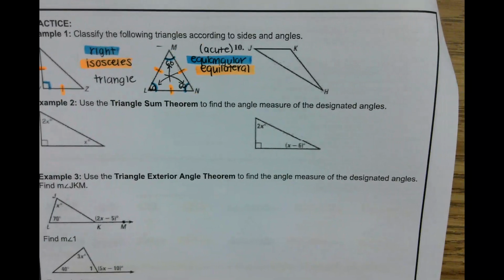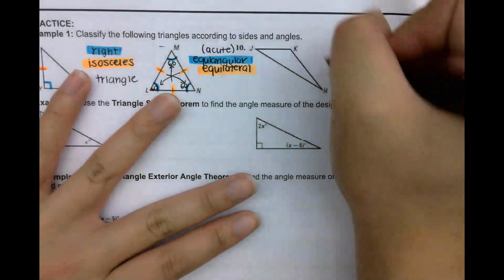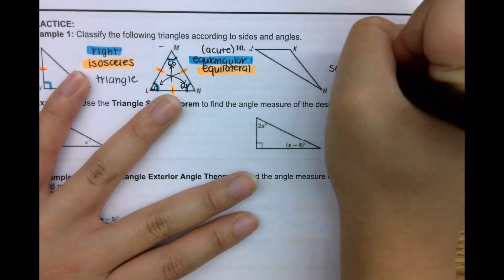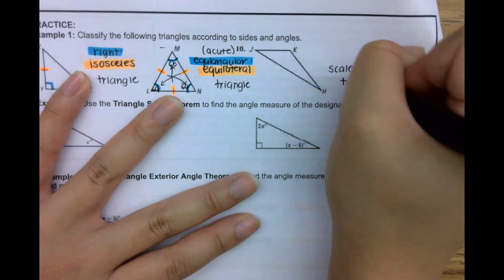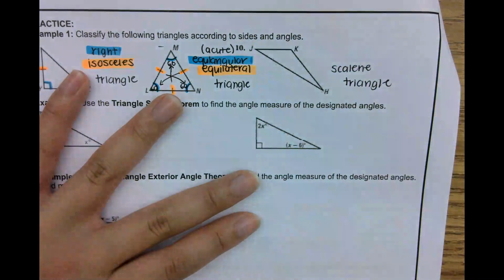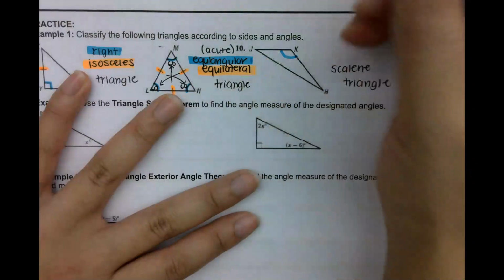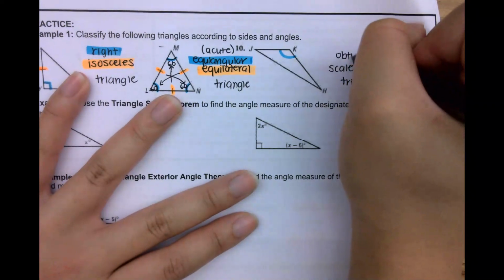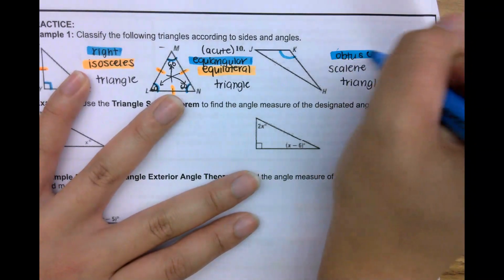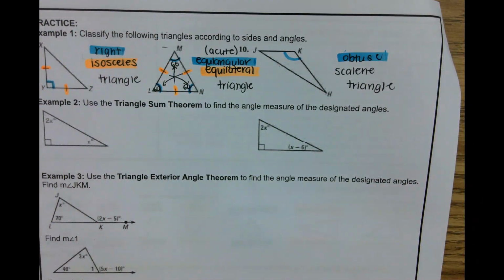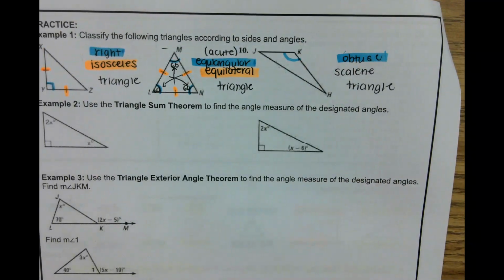Here's the next one. I see that none of the sides are the same. There is no marking, so this would make it a scalene triangle, because none of them are the same. And then I see that I have this obtuse angle. As long as it has one obtuse angle, it is considered an obtuse triangle. The other two would be acute.